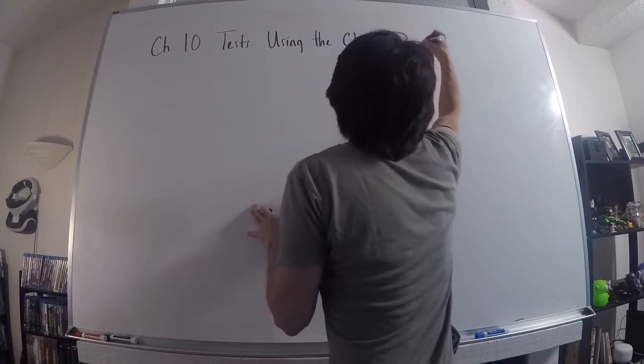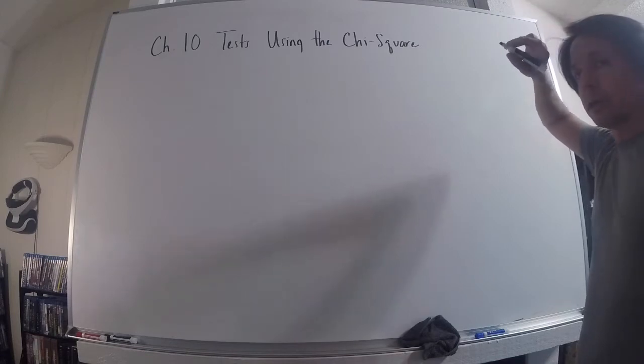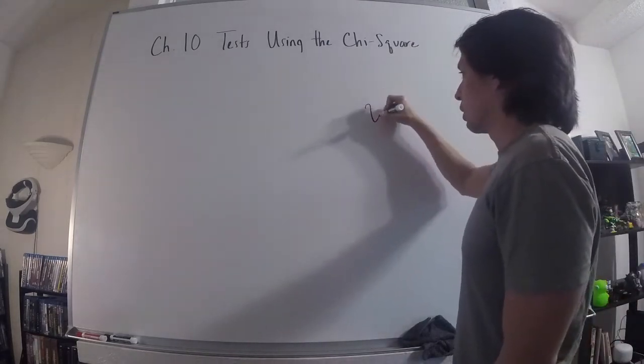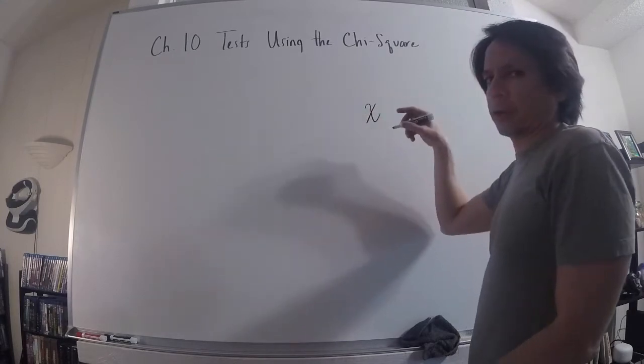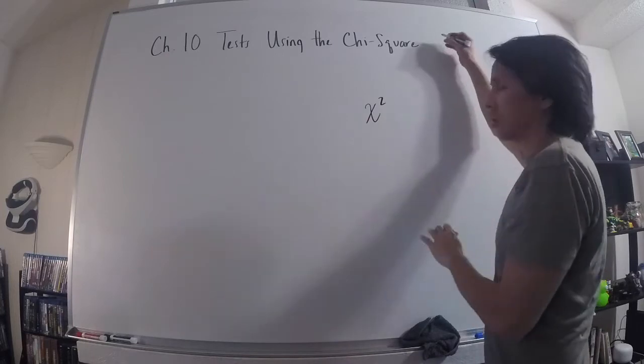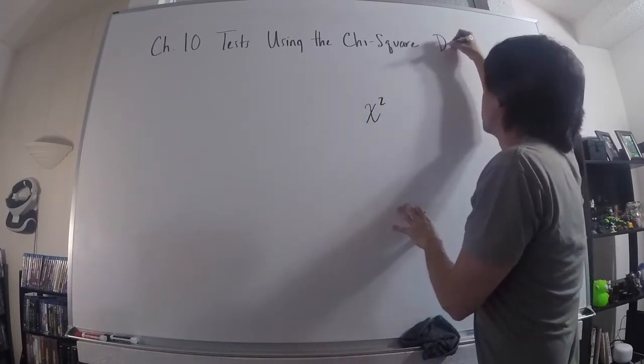If you spell it in English letters, it's C-H-I, but it's pronounced chi. It's a Greek symbol that looks like an X with extra curls. But anyway, that's chi, and it's going to be squared, so you'll see that notation in a bit. But anyway, tests using the chi-square distribution.